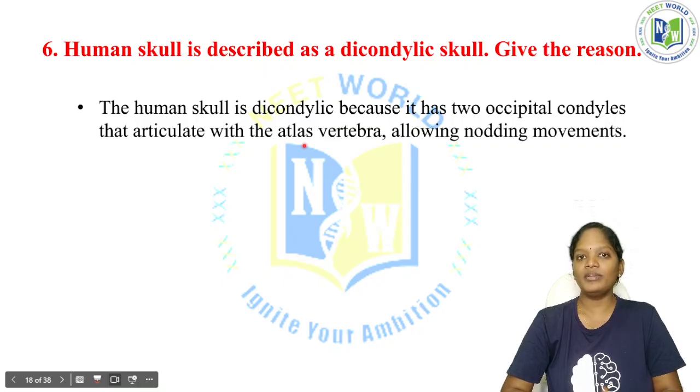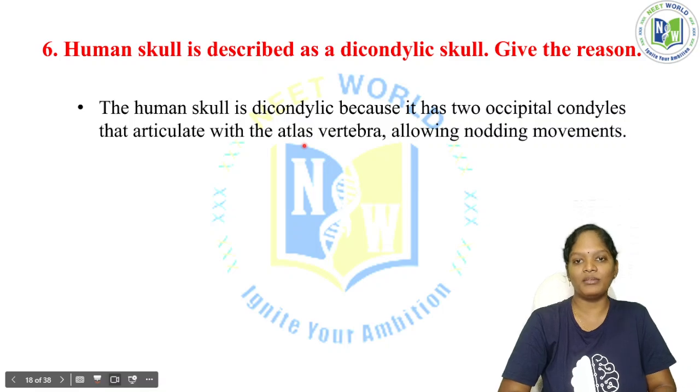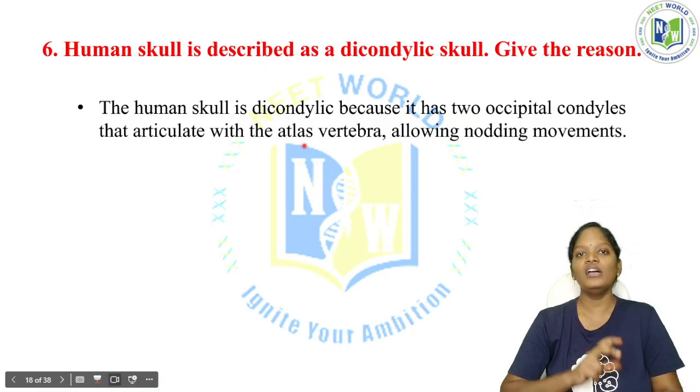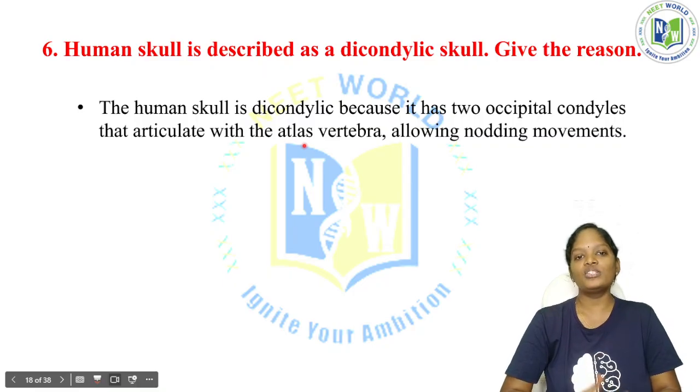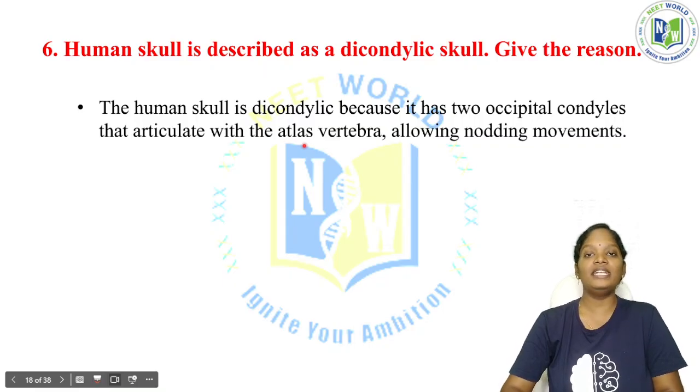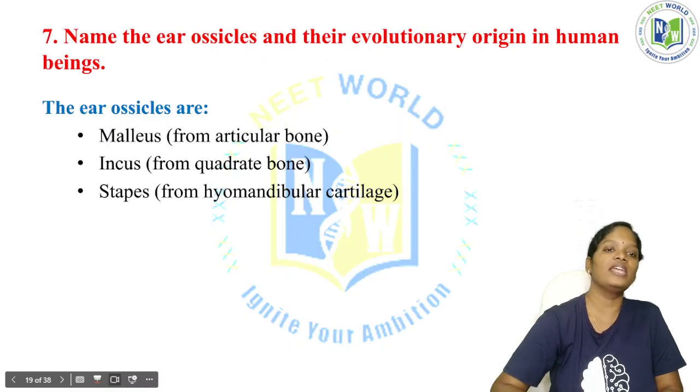See, this human skull has two occipital condyles. These occipital condyles make the skull articulate with the atlas vertebra. This results in the nodding movements, like shaking the head. The nodding movements are because of these two occipital condyles. As it has two occipital condyles, we call the human skull a dicondylic skull. This is the reason.